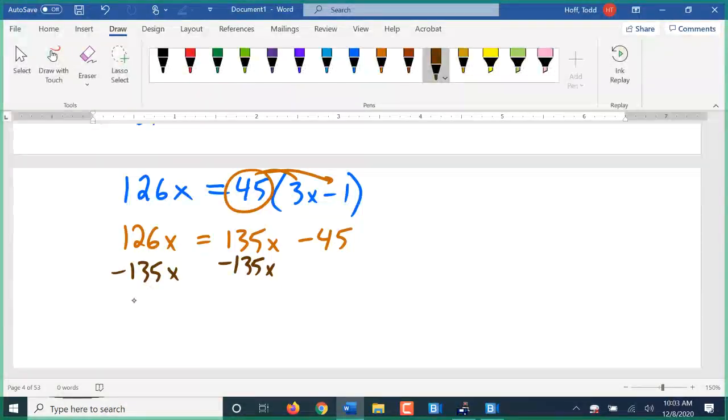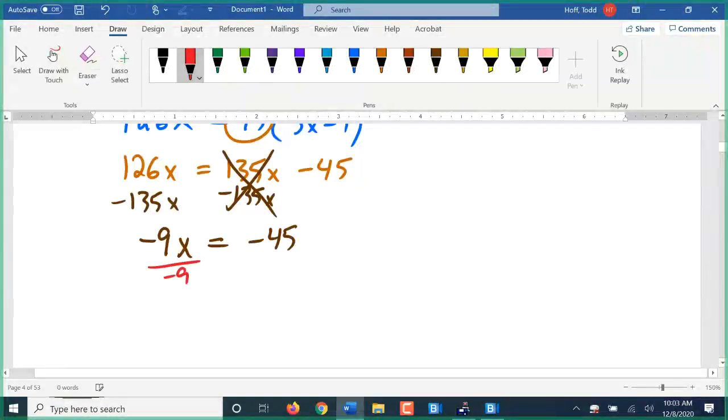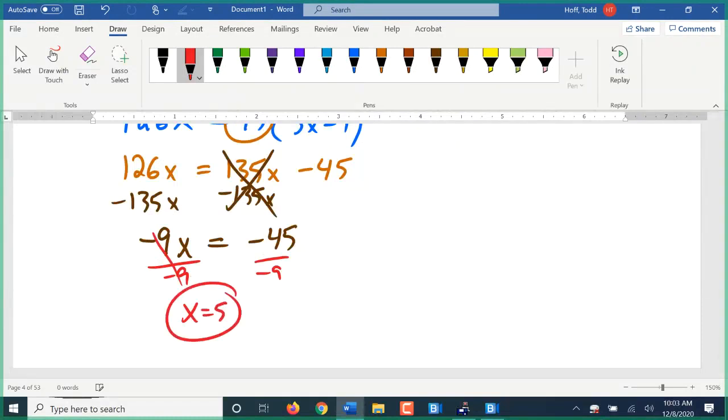126 minus 135 is a negative 9x equals. Over here, that cancels out, it's gone. So we're left with just a negative 45. So we solve this by simply dividing by negative 9 to get x equals 5.